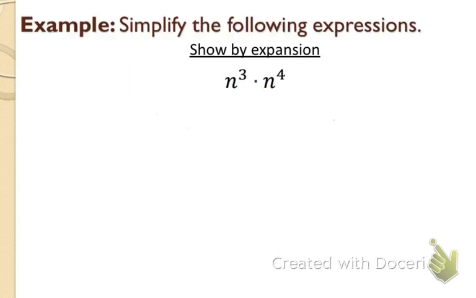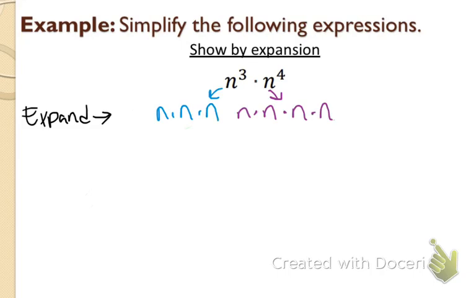Okay, so we're going to apply this idea to variables because, you know, it's algebra, and that's what we do. We apply things to variables. Example, it says, simplify the following expression by expansion. So I'm going to expand n cubed times n to the 4th. That means 3 n's and 4 n's. In total, we can say there's 7 of them. So the simplified answer would be n to the 7.